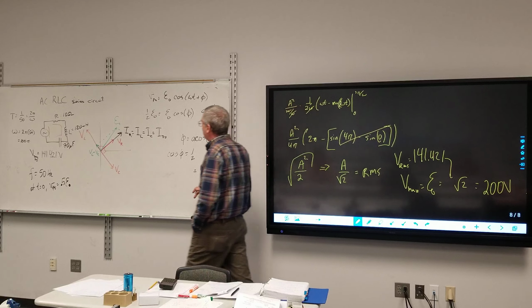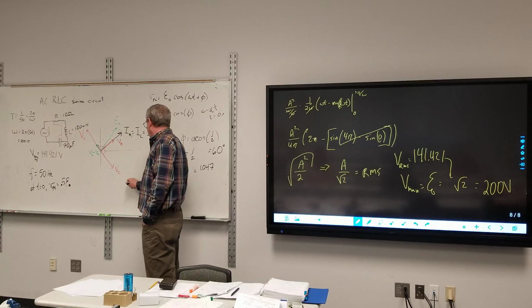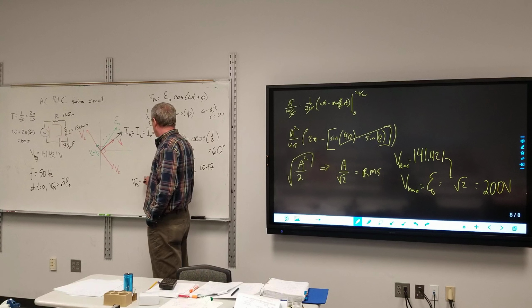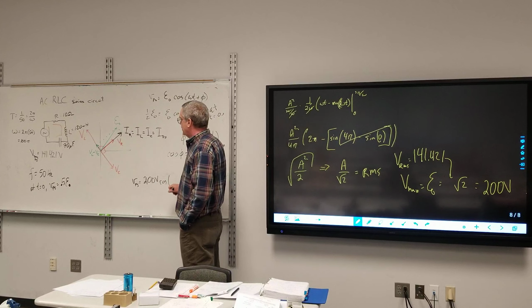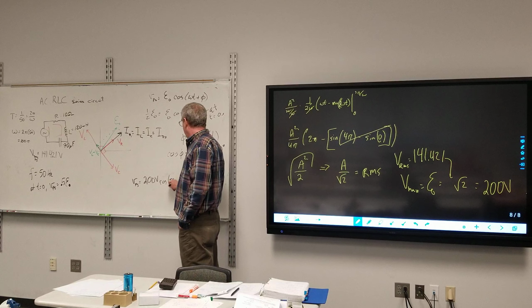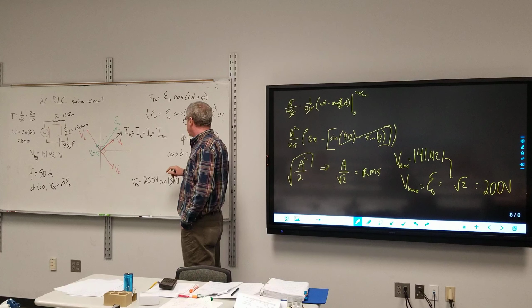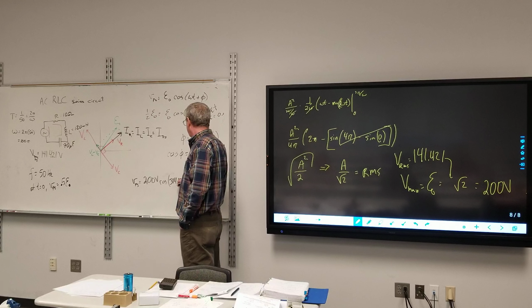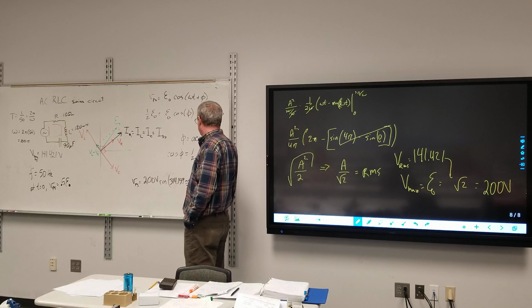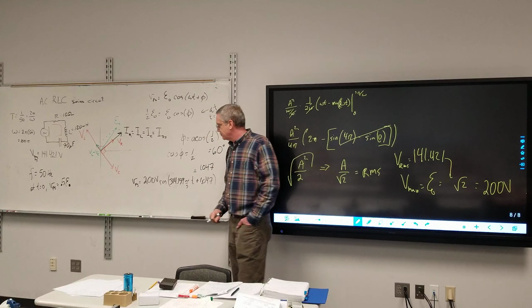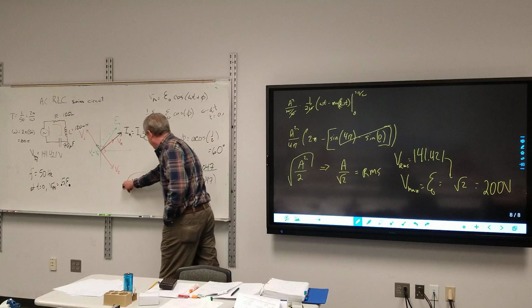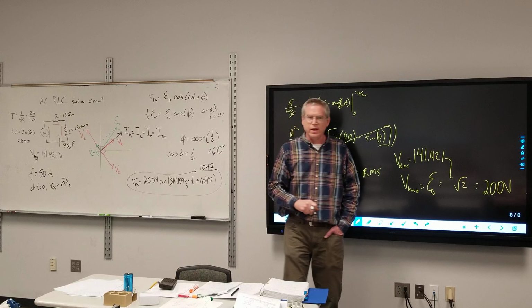All right, so we now know the voltage from the power supply. We have an equation now. It is 200 volts times the cosine of 314.159 radians per second times time plus 1.047. One equation down, 7 to go.